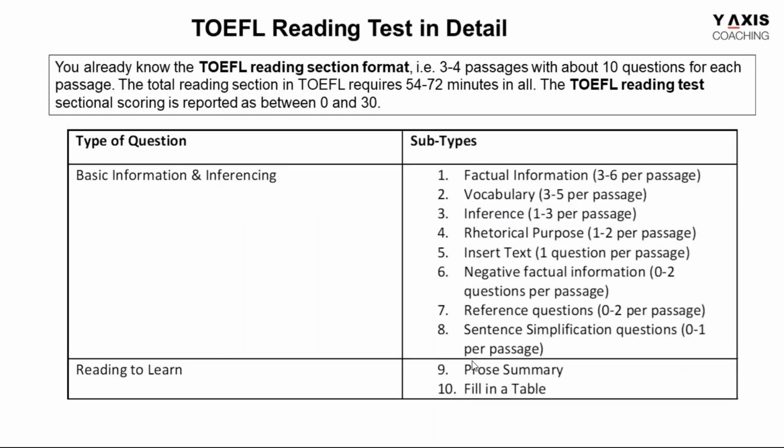As we all know, the duration of the reading test is 54 to 72 minutes, in which we will be answering 3 to 4 passages. Each passage will have 10 questions, and this complete section is scored in the range of 0 to 30, 0 being the least and 30 being the highest here. And the question types in the reading test are divided into two types. One is basic information and inferencing, the other one is reading to learn.